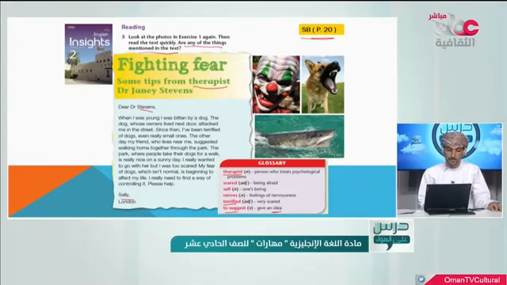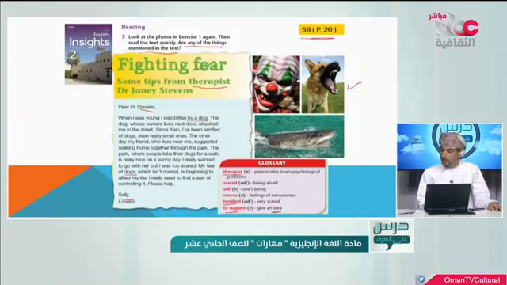Okay, good. Now let us have a quick look and try to find the things that are mentioned in the text from the three pictures. When I was young, I was bitten by a dog. So we have here the word dog. Do you have any other things in the text? Okay. So most of the text is about the dogs. So Sally has a problem with dogs. So we can say that the answer here is dog.